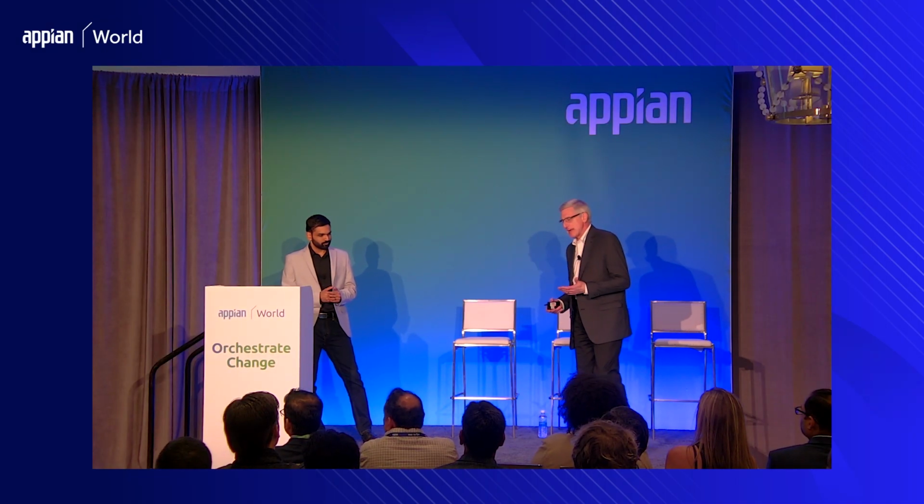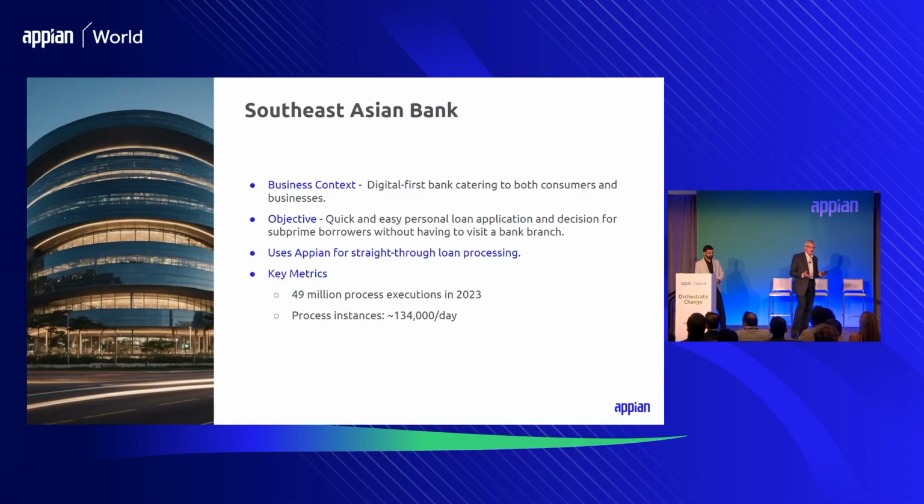Thanks, Tejas. Okay, so first use case. One of our customers is a bank in Southeast Asia. They started in 2022 as a digital-first bank, servicing both businesses and consumers. One of the ideas that they had was to be able to service personal loans, micro loans for consumers. Using their existing web portal, they exposed an Appian process model that took in all of the application and the decision process for this loan assessment, okay?